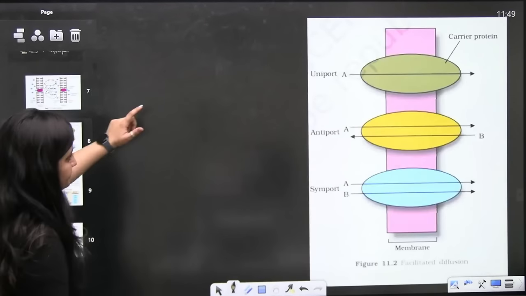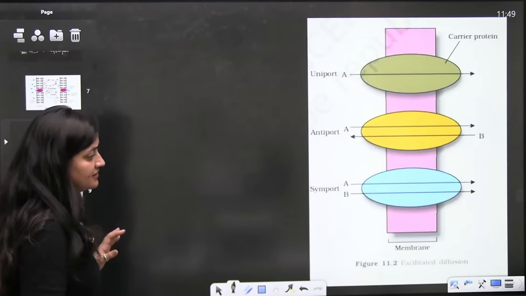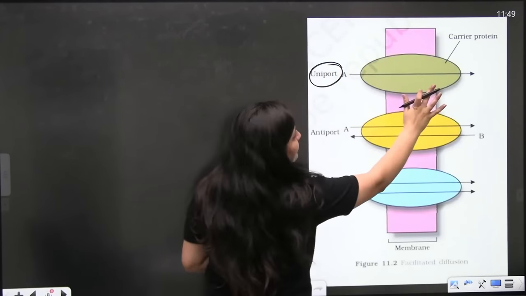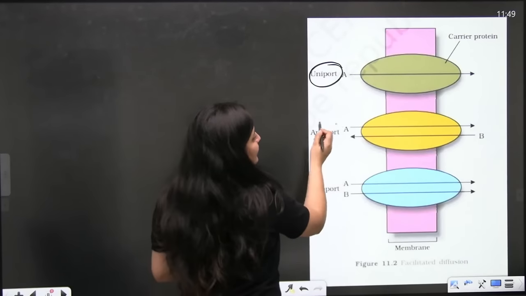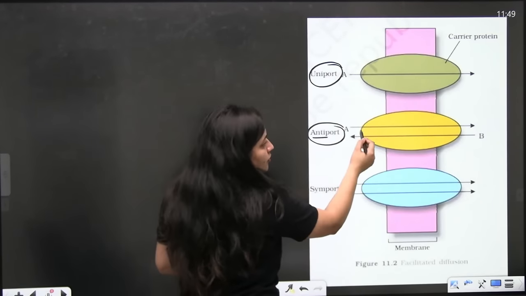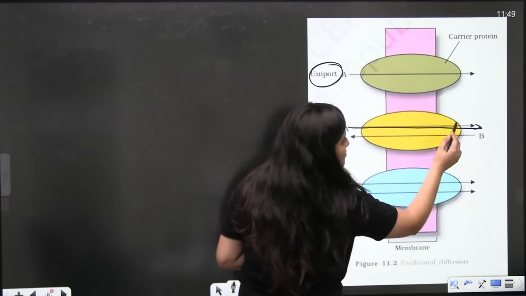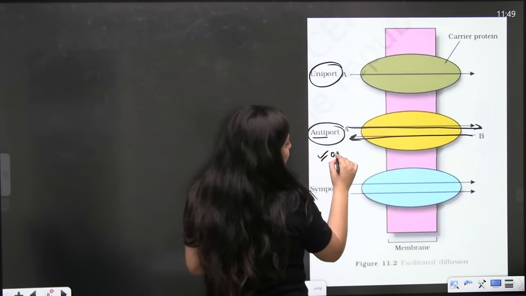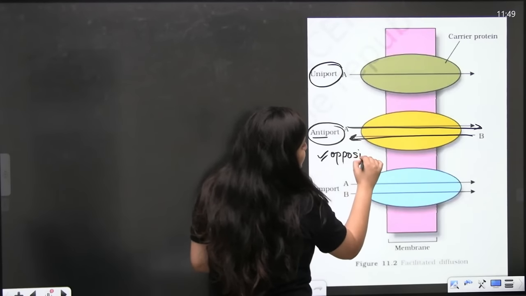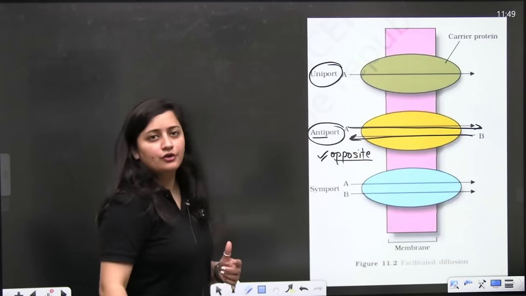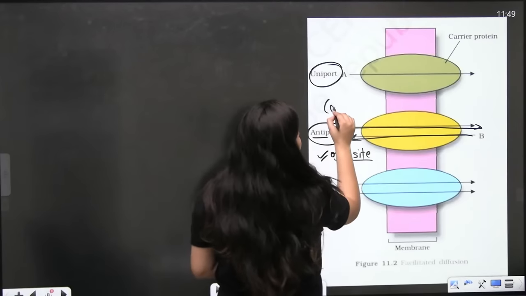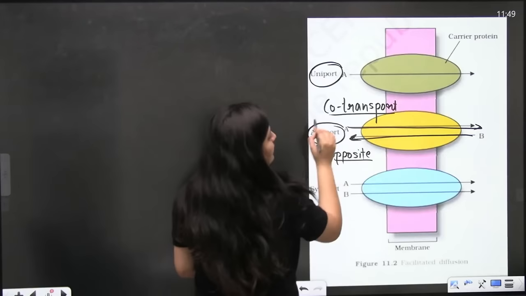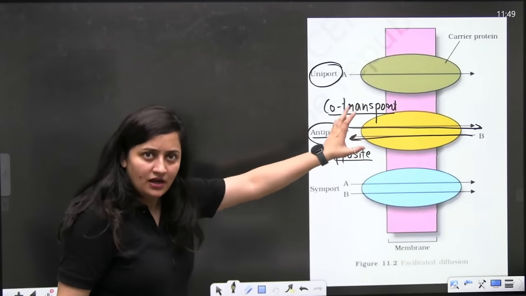Now see here, different ways of facilitated diffusion. It is from NCERT: uniport, when only a single thing will be taken in, right, bachche? Antiport, anti means opposite. From one carrier protein, A molecule is entering, B molecule is leaving. So antiport, anti, opposite, in opposite directions, two things are moving together. So these two are the examples of co-transport. Uniport means only one molecule will move through that carrier protein at a particular time.